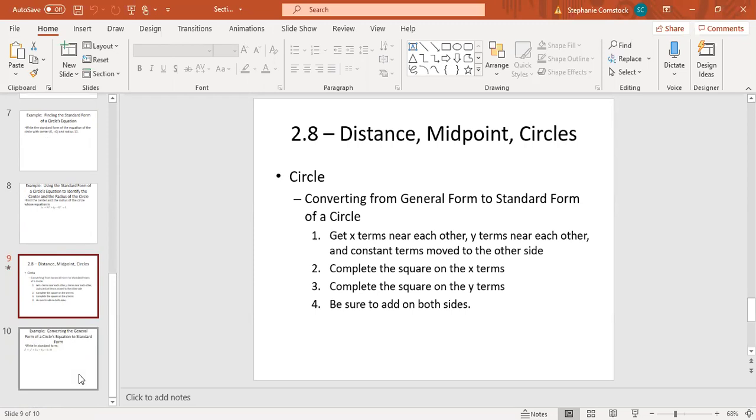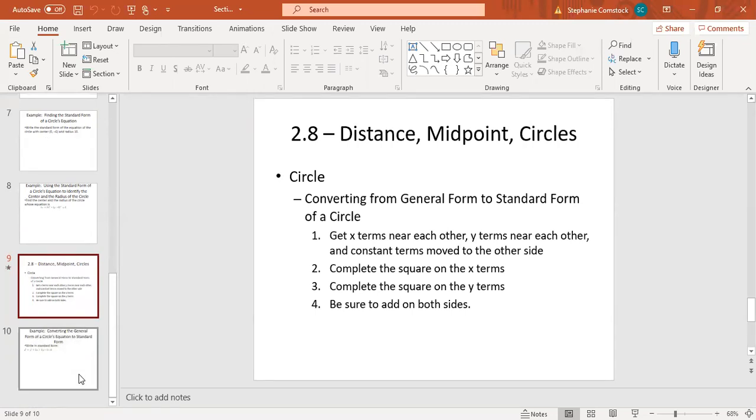I don't know where the center is. I don't know where any of this is, okay? So the way that this is going to happen is you're going to need to get your x terms near each other. You're going to need to get the y terms near each other. And then any of the plain numbers just need to get moved over to the other side.